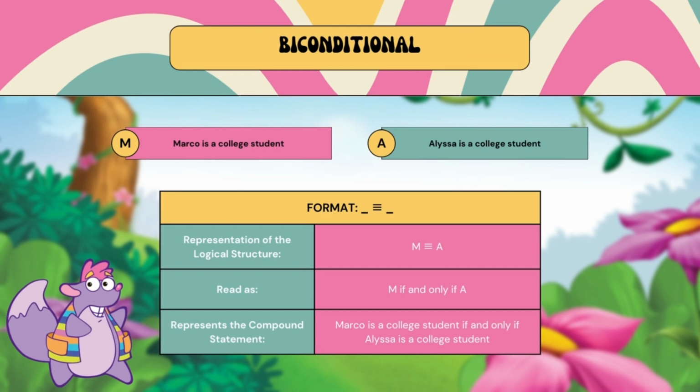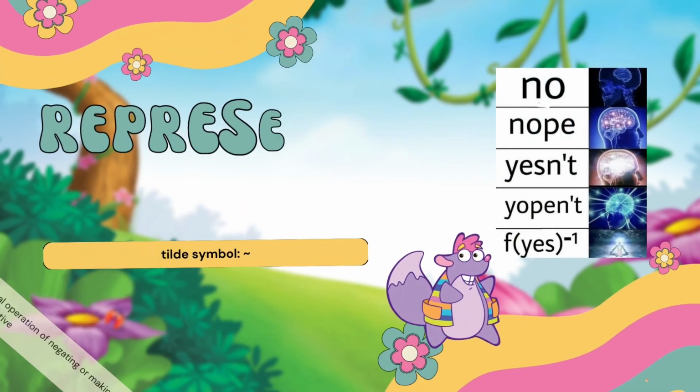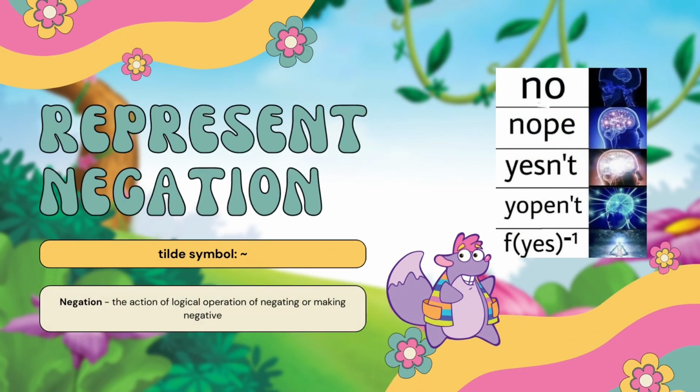Now you know how to represent the four compound statements in order to reveal their logical structure. So, let me now introduce the concept of negation. Let us first define negation. This is the action of logical operation of negating or making negative, and it is represented by the tilde symbol. With this, you can negate a simple statement or a compound statement.